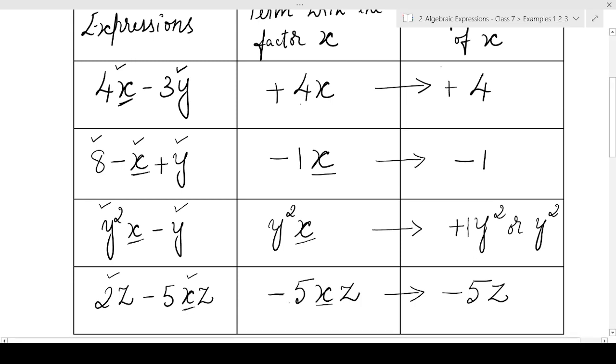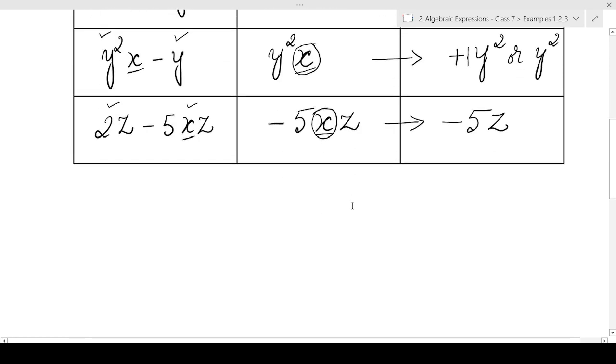Okay, so you need to leave x and whatever rest is there, that has to be written. So here we are leaving x, writing rest of it. Here we are leaving x and writing y square. Here we are leaving x and writing the remaining factors. We are leaving x and then whatever is remaining that we write. So that is the coefficient of x. Okay, I hope you all have followed this.